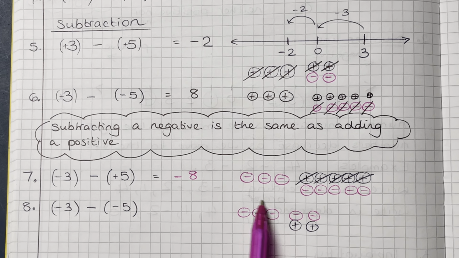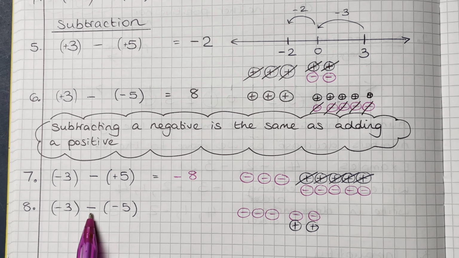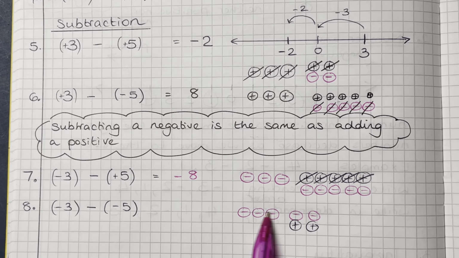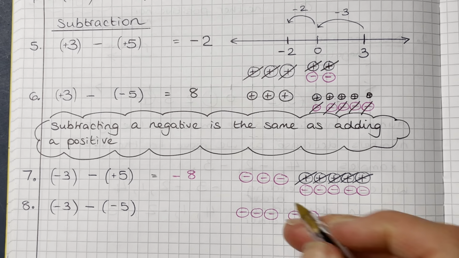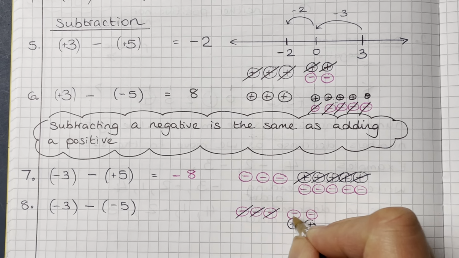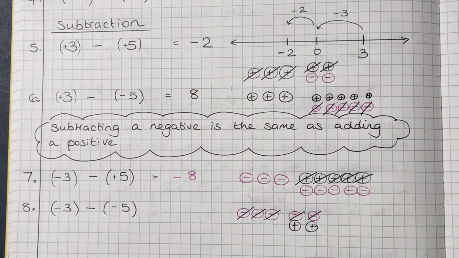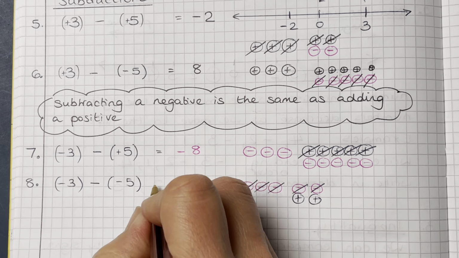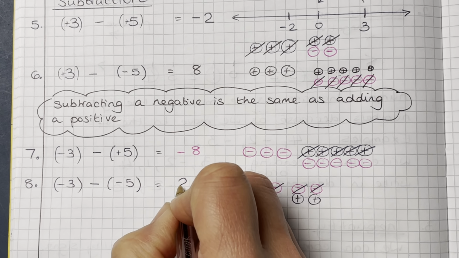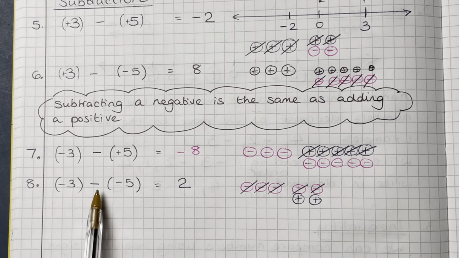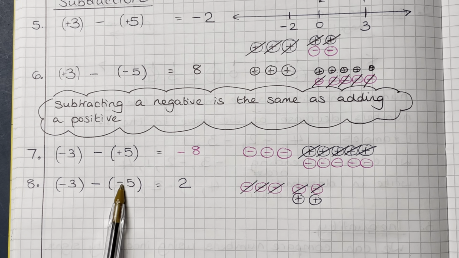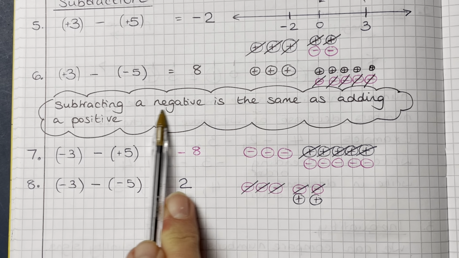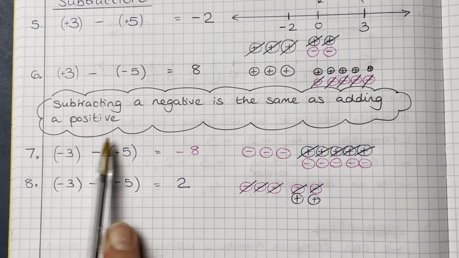So -3, that's what I started with. I'm going to subtract -5, so I need to take away -5. 1, 2, 3, 4, 5. I am left with 2 positives. So I'm left with 2. So I have subtracted a negative. Subtracting a negative is the same as adding a positive.